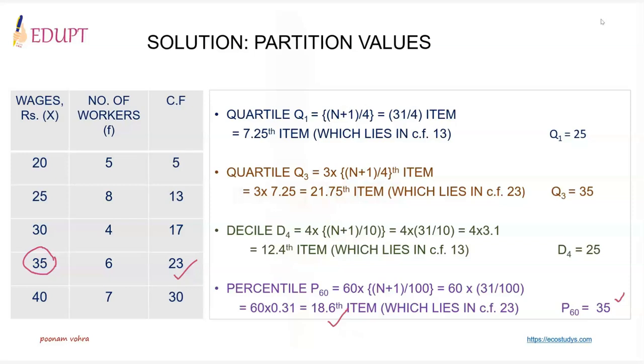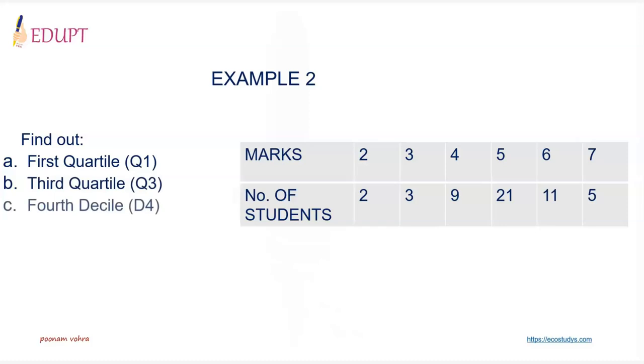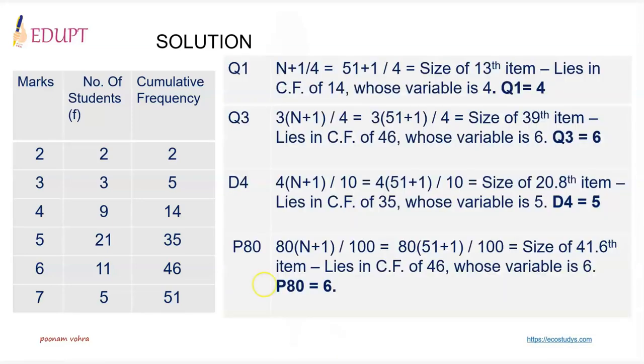I hope it is clear. Now let's have a look at the second example. Here the information is about marks and number of students, and we are required to find first quartile, third quartile, fourth decile, and 80th percentile. Now let us find the solution. The first thing that we need to do is to find cumulative frequency, and I hope all of you know how to find it. First value is 2. Second is 5, that is 2 plus 3 is 5. Next is 5 plus 9 is 14, and so on. Once the cumulative frequency is found, we shall find all the partition values.